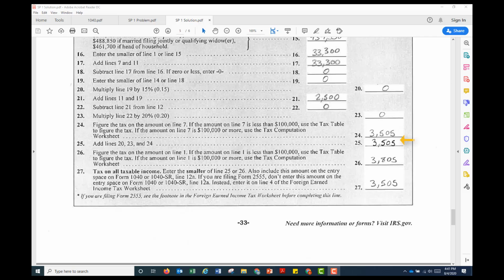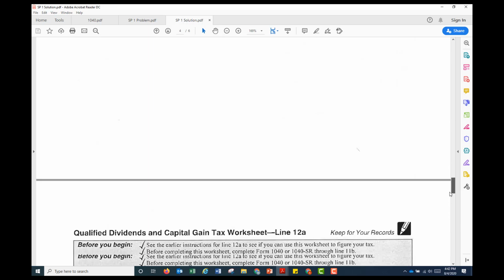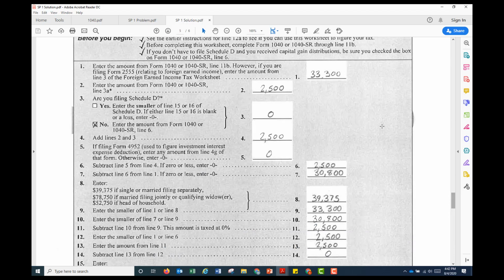Line 25 is a calculation summing up the lines above that, adding lines 20, 23, and 24. Line 26 is similar to line 24, where we need to look up the tax amount for the given figure of income. What is the figure of income? It's on line 1. $33,300. This is the taxable income before excluding the qualified dividends.